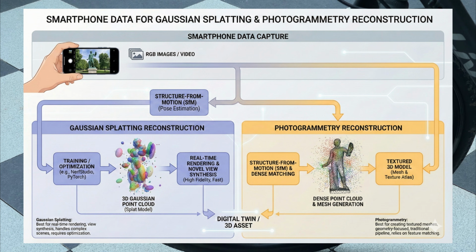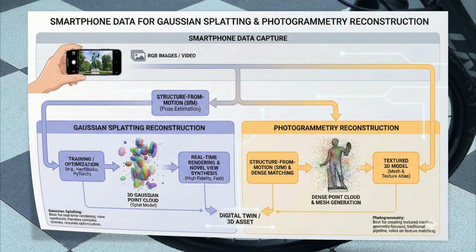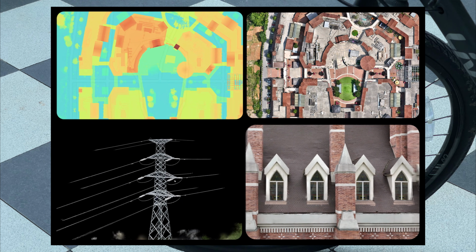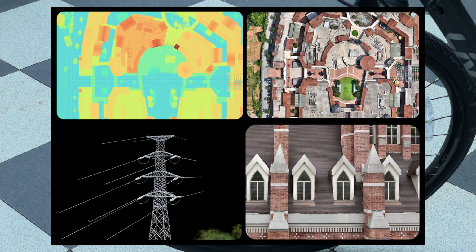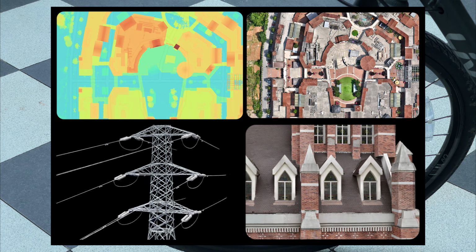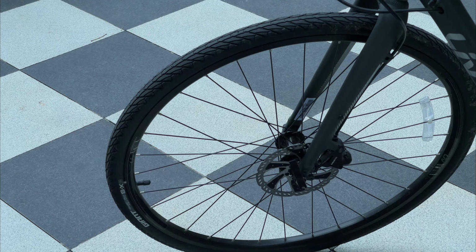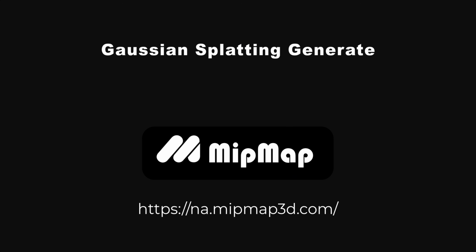This method of setting up a smartphone for shooting is not only applicable to Gaussian splatting, but also to photogrammetry. MipMap software is not only a Gaussian splatting generation tool, but also one of the leading professional photogrammetry solutions on the market, offering the fastest processing speeds and highest quality mesh outputs. Let's open the MipMap software to generate the Gaussian splatting model.